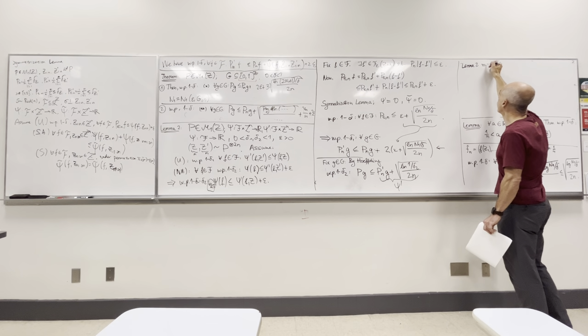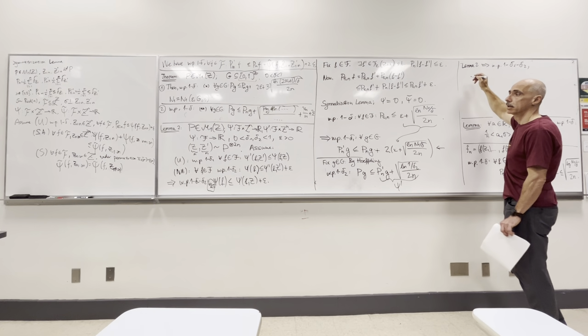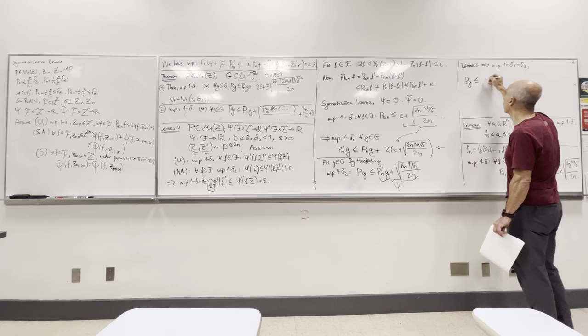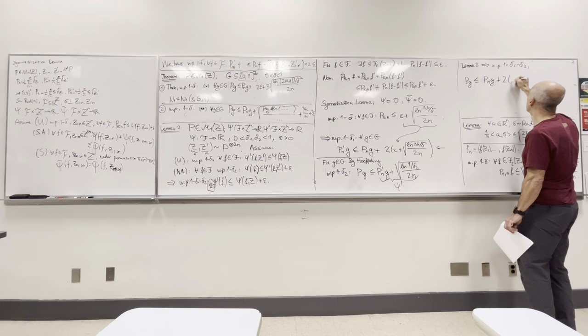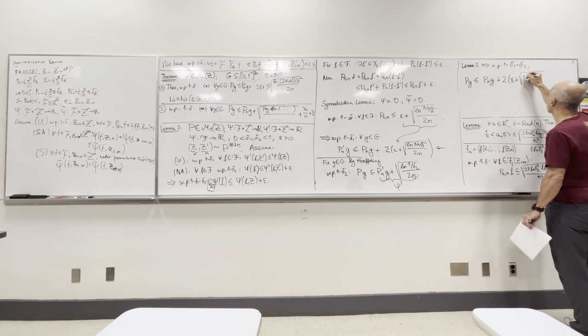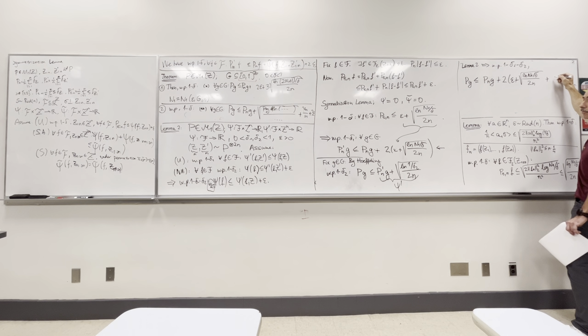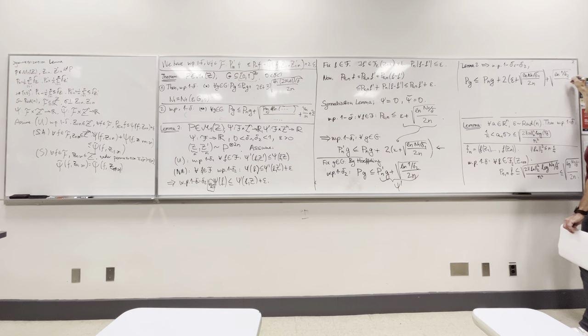Lemma 2 implies that with probability 1 minus delta 1 minus delta 2, P g is upper bounded by P n g plus 2 times epsilon plus the square root of log 1 over delta 1 divided by 2n, plus the square root of log 1 over delta 2 divided by 2n.